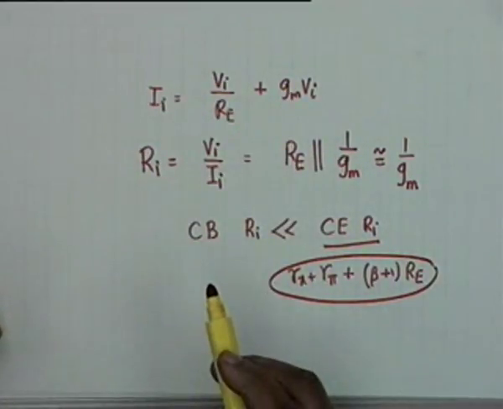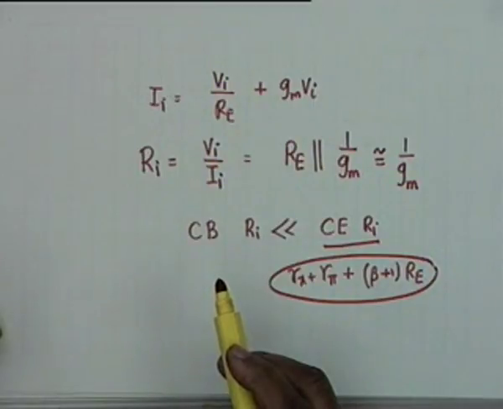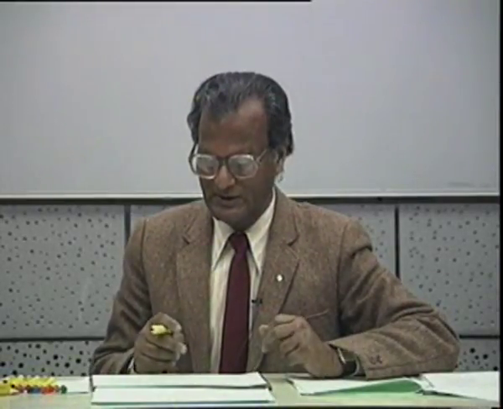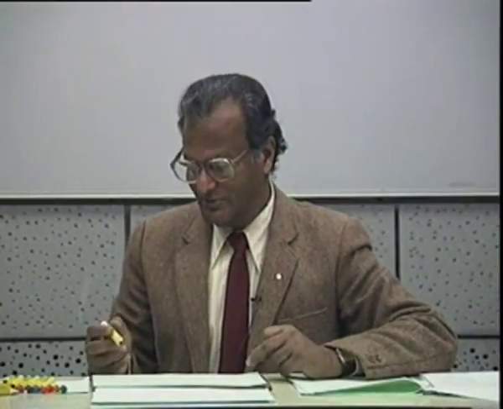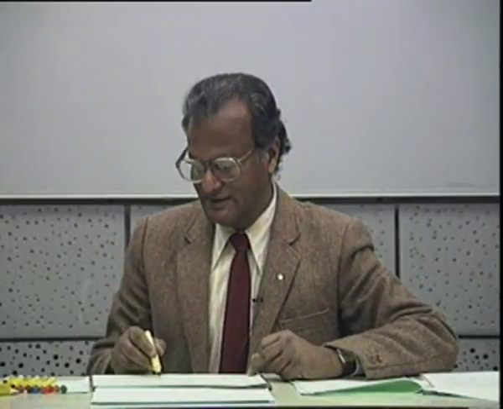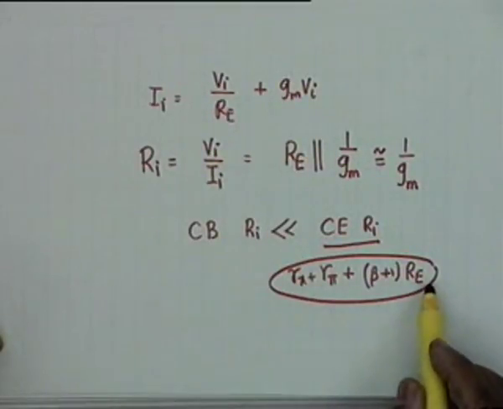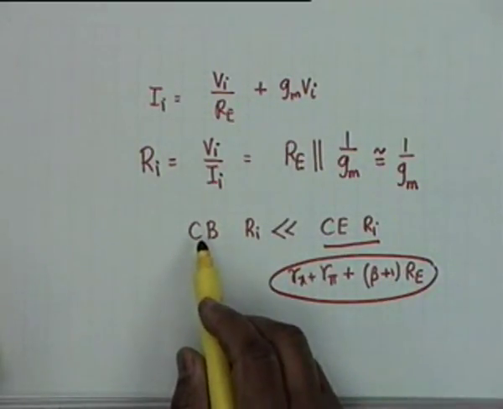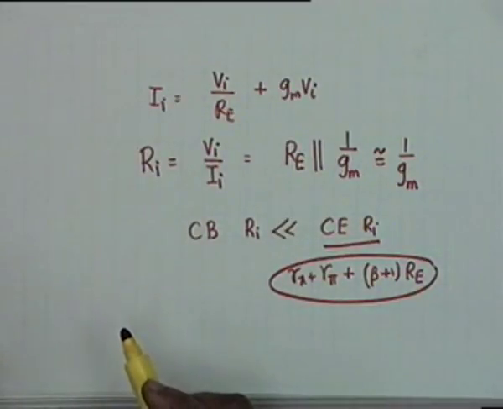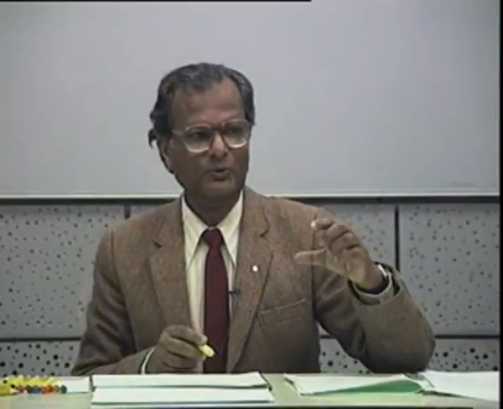Common base circuit has the lowest input impedance of all the three configurations, not only CE, also CC. As you shall see, in a common emitter, common collector circuit, this is the order of input impedance. In a common collector circuit, we shall show this is the order of input impedance, and therefore common base circuit has the lowest input impedance. Now, if the input impedance is low, what kind of source would be the most appropriate?